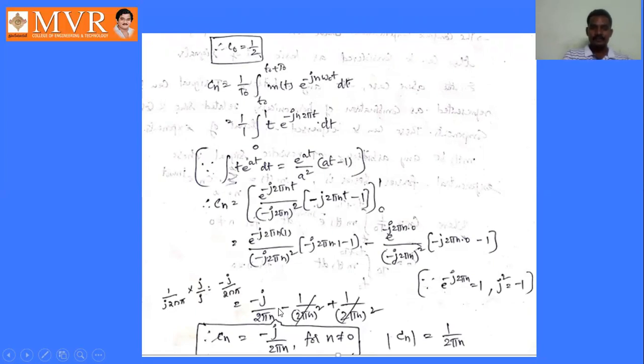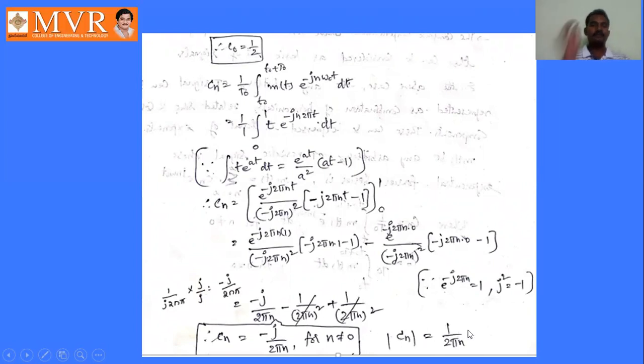Okay, minus j by 2 pi n, so Cn is equal to minus j by 2 pi n for n not equal to 0. The magnitude of Cn is the square root of j squared by 2 pi n. That is, j squared is 1, so mod Cn equals 1 by 2 pi n.